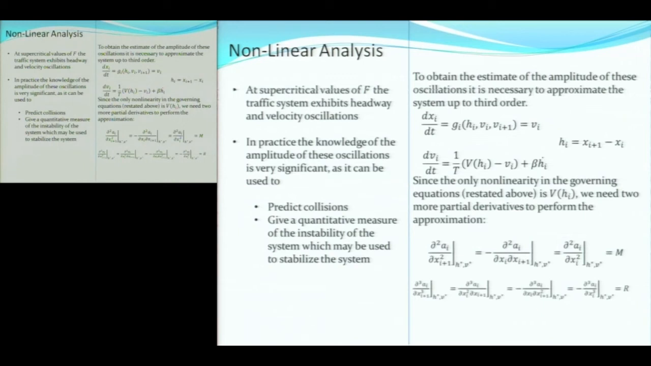In order to perform this nonlinear analysis, we have to first improve our approximation of the system by including up to the third partial derivatives. Since the only nonlinearity in this system is the function v of h, the optimal velocity function, what we do is we take derivatives with respect to x_{i+1} and x_i, which are the positions of the vehicle we are in and the vehicle ahead of us, because h is defined in terms of those two positions. In between the second-order derivatives and the third-order derivatives, there's only a sign change because of the chain rule.